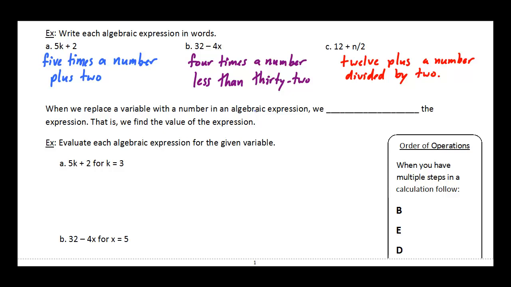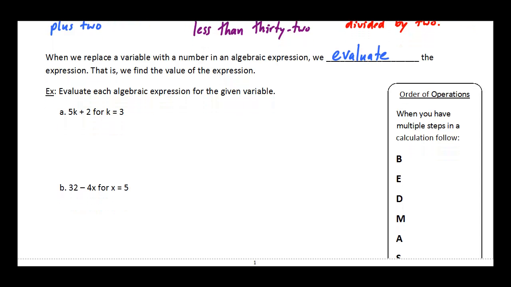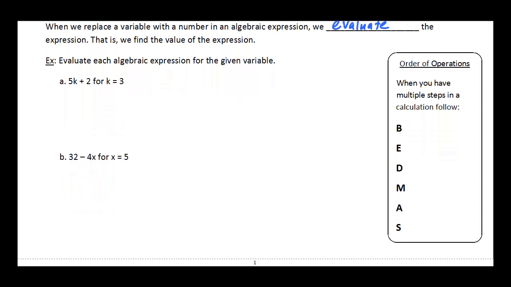Sometimes we have a particular number in mind for our variable. And so if we take that number and substitute it into our expression, what we're doing, we say, is we are evaluating our expression. And so we're finding the value of that expression when we have that particular number for the variable. So we're going to evaluate the following expressions here. For example, evaluate 5k plus 2 when k is equal to 3.